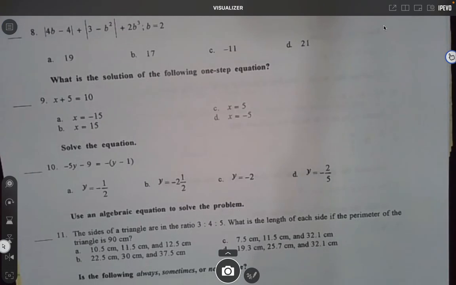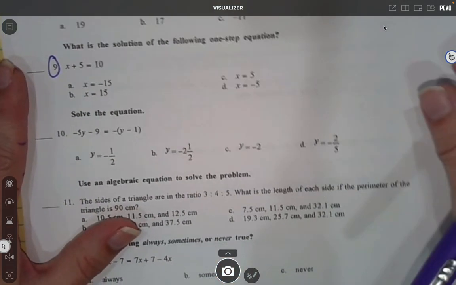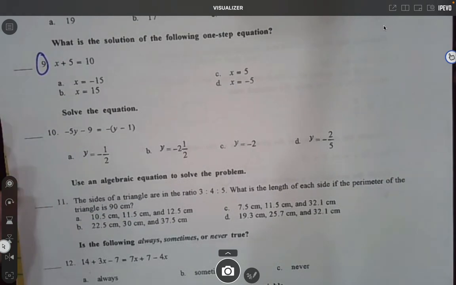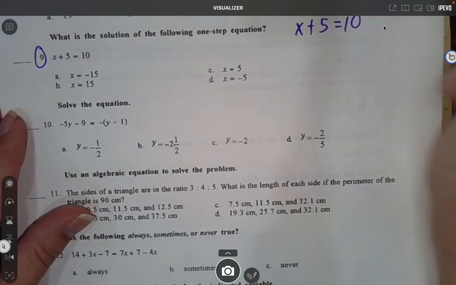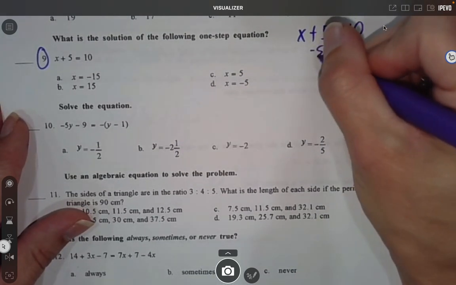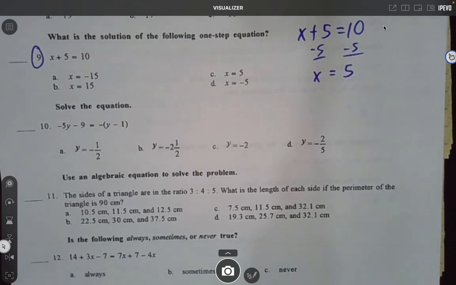Of course, I put number 9 on there for you. X plus, well, it's different numbers, though. X plus 5 equals 10. How do you solve for X? You just subtract 5. So X equals 5. There you go. So number 9 is on there.